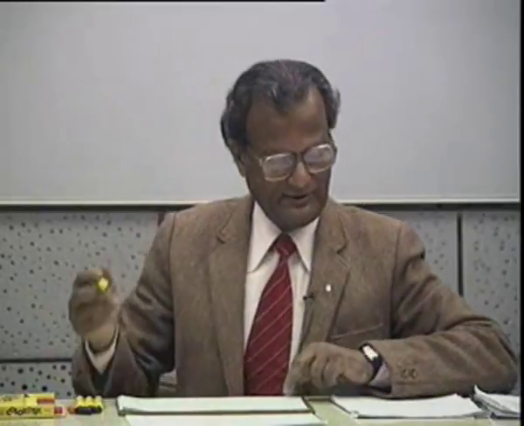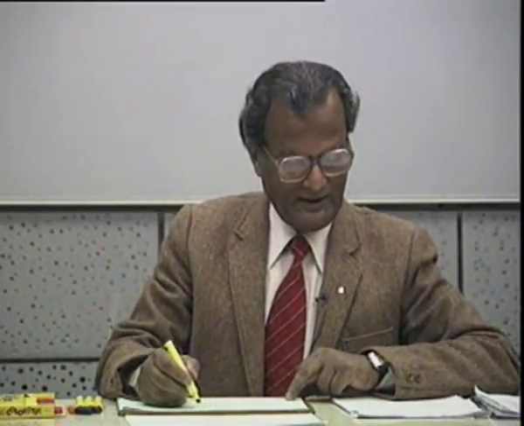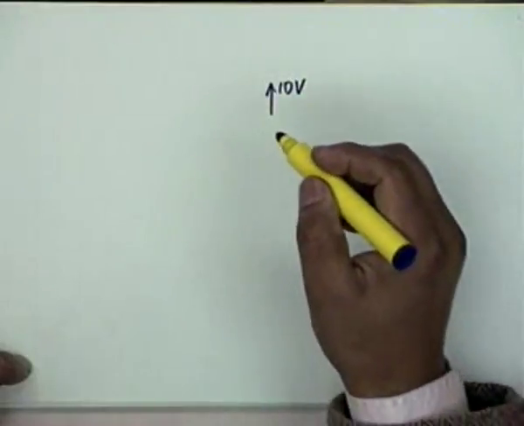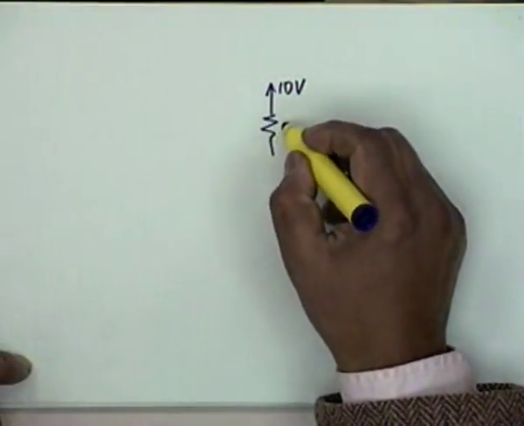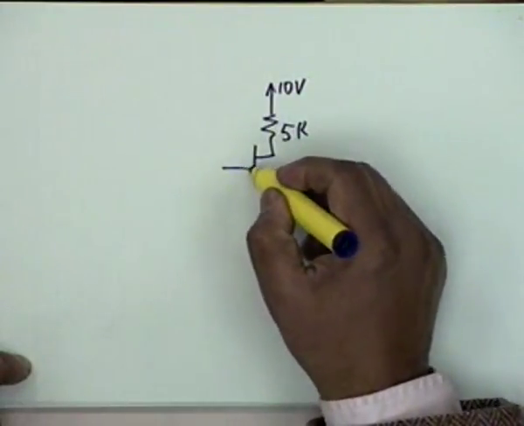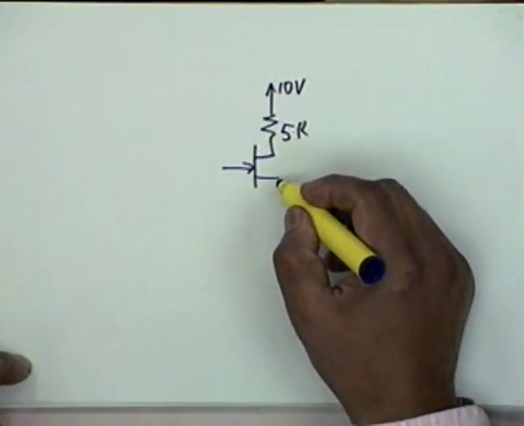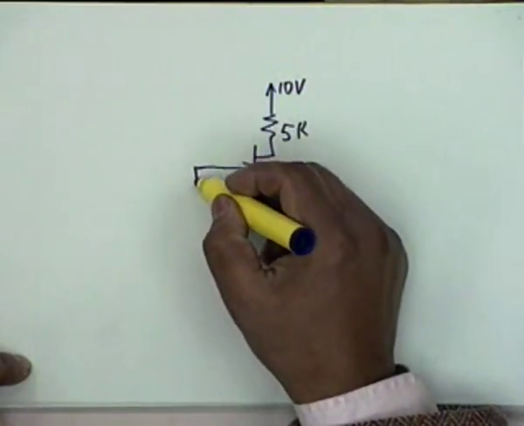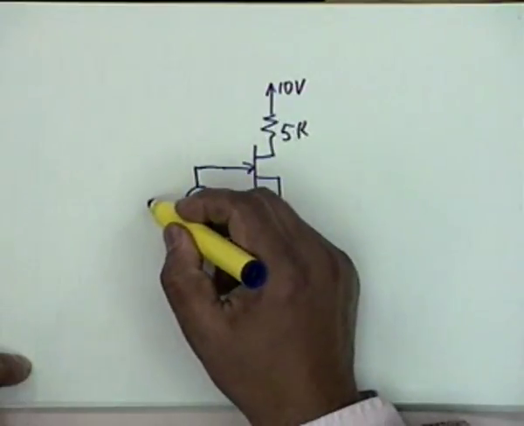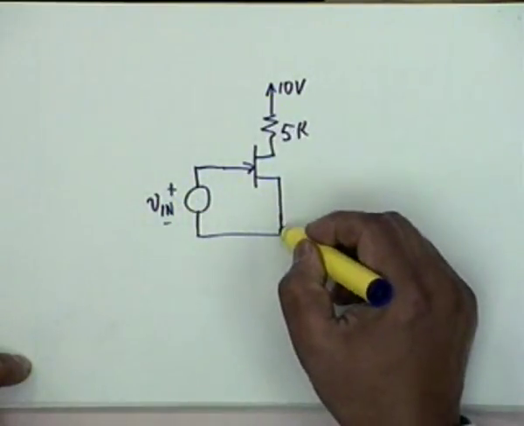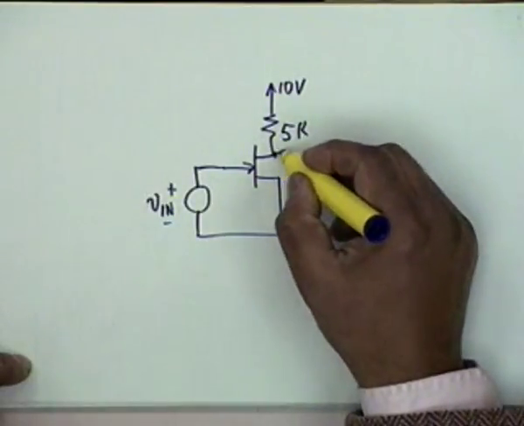The first problem that we take is that of an FET, a JFET with a 10 volt supply, a 5K resistance, an N channel JFET, and there is no other connection. There is a V in here, plus minus. This is the circuit and V out is here.